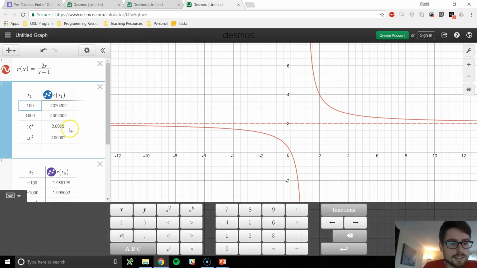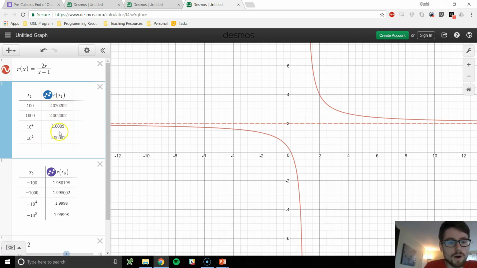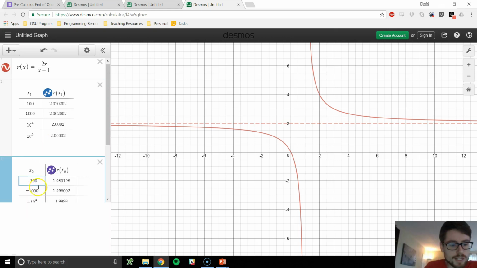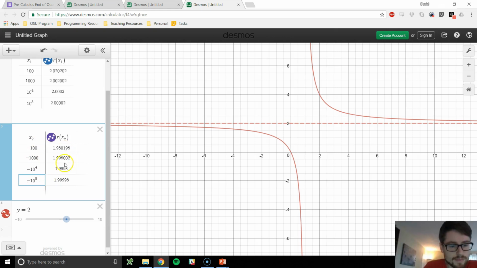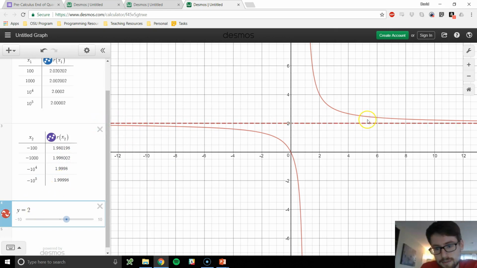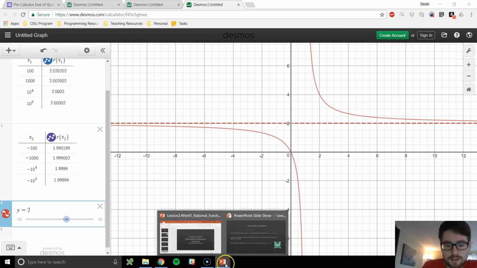And here we've got a table set up. As I'm approaching positive infinity, we can see the y values are getting closer and closer to 2. And here I'm approaching negative infinity, right? I've got large negative numbers, and my y values are also approaching 2. They're just approaching 2 from slightly below. So that's going to give us this horizontal asymptote where it gets close to 2 but actually never equals 2, okay? And that's all I wanted to talk about in this video.